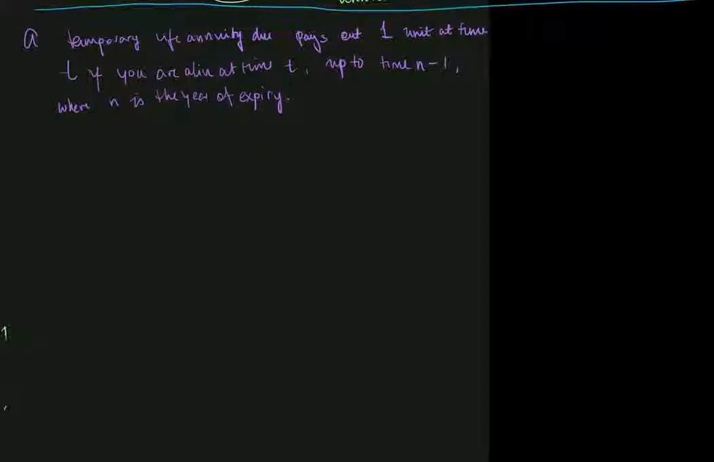So the way we look at it is like this. If I draw a timeline, then a temporary life annuity due with expiry n starts its payout at time 0. So this is where the first payout is. And then at time 1, there's one more, and then at time 2, and then at time 3, and so on.